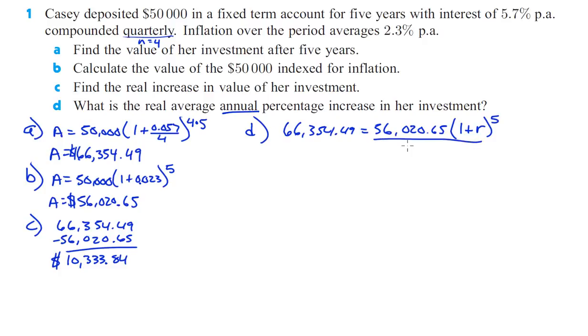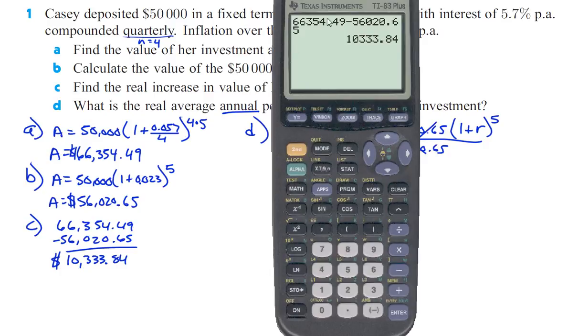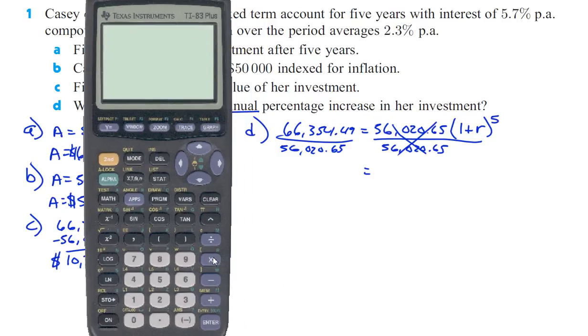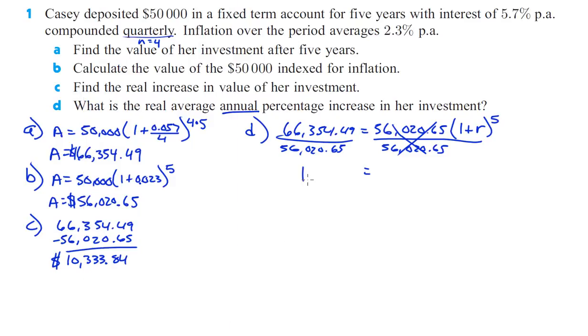Okay, so now we have to solve this. We divide 66,354.49 by 56,020.65, and we get 1.184, which equals 1 plus R all to the 5th.